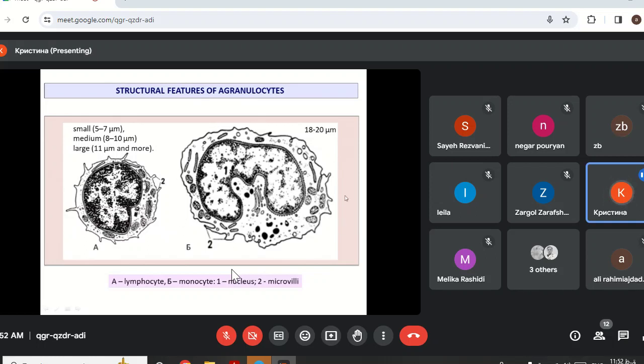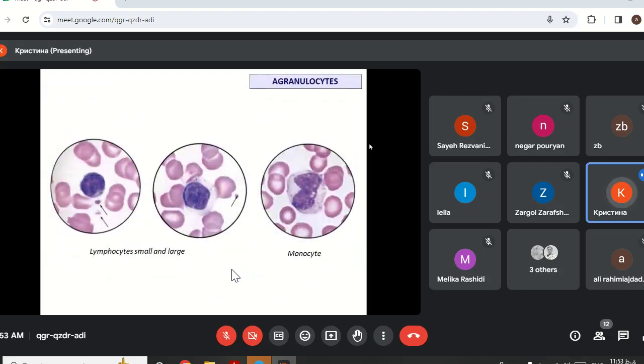Monocytes are the largest cells. Their size is up to 20 micrometers, and they have a bean-shaped or kidney-shaped nucleus and a lot of cytoplasm. All the leukocytes, both granulocytes and agranulocytes, have pseudopodia which allow them to move. So all leukocytes can move and go wherever they want to perform their functions.